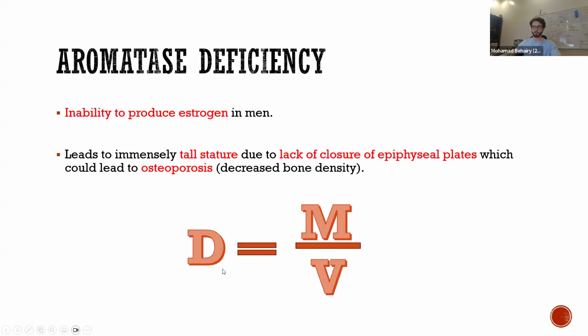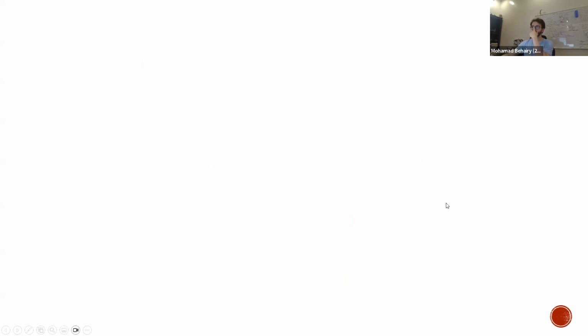Okay, how do we decrease the density? By either decreasing the mass or increasing the volume, as they're inversely proportional. When the bone is growing and growing and growing, when epiphyseal plates are not closing, we're going to have an increase in the volume. But this increase in the volume is not being met with the same increase in mass. Meaning if something is big, it doesn't mean that it's heavy. That's why, at the end of the day, in the aftermath, the density of the bone will decrease, which will lead to osteoporosis.